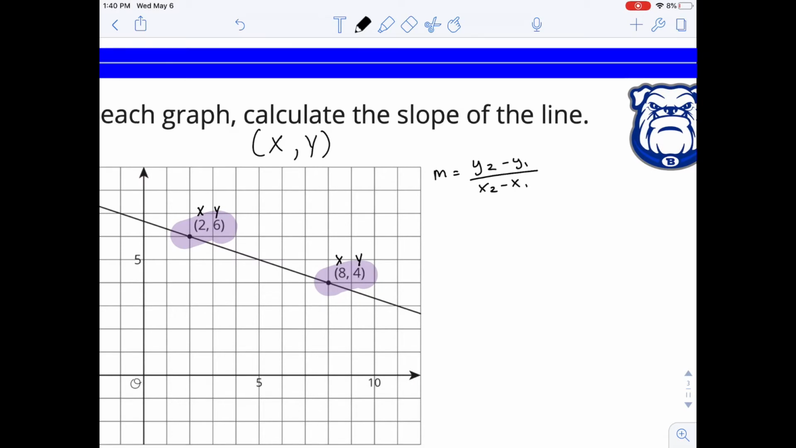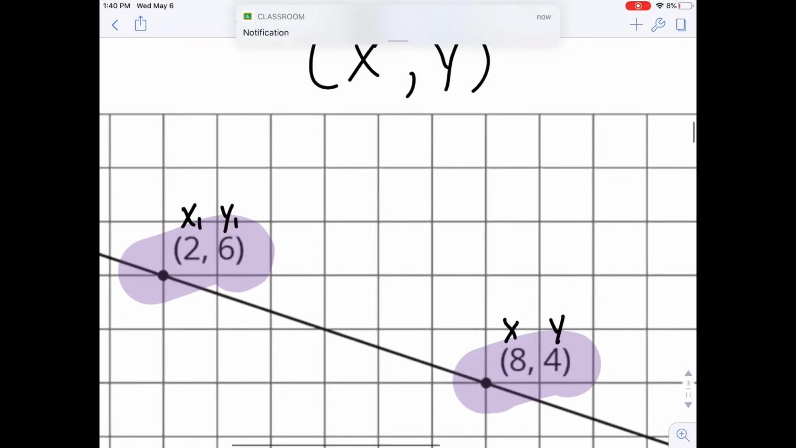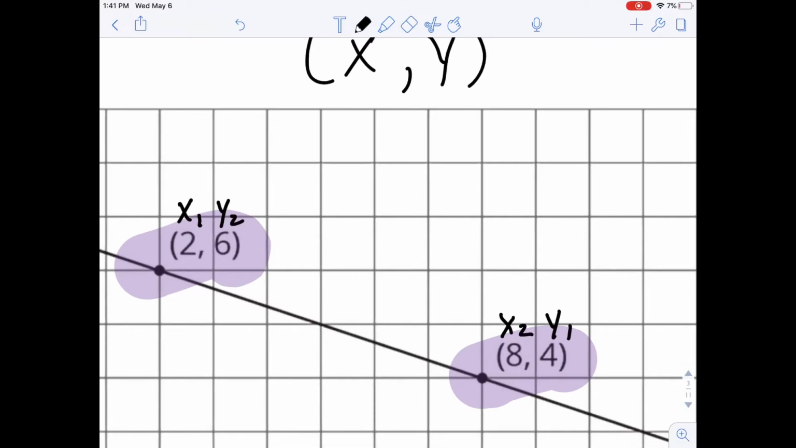So if you don't remember from last December, I was talking about you can't mix and match. So these either have to be 1, 1, 2, 2, or 2, 2, 1, 1. It cannot be 1, 2, 2, 1. That's mixing and matching. You can't do that. So let's go ahead and just label these how they were. 1, 1, 2, 2.